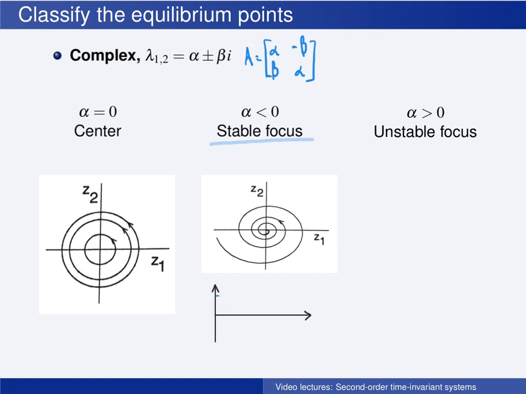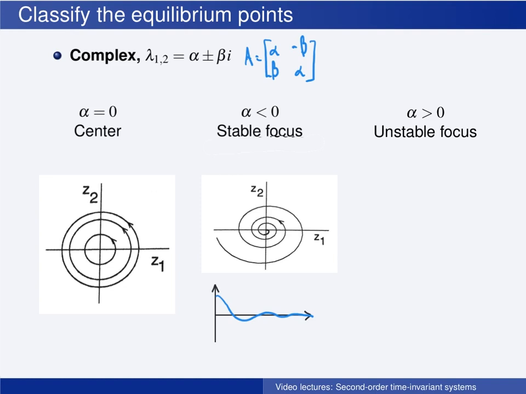This means that the system states converge to zero with oscillations, as the trajectory spirals towards the origin. In linear systems analysis, you may have called this an underdamped system.